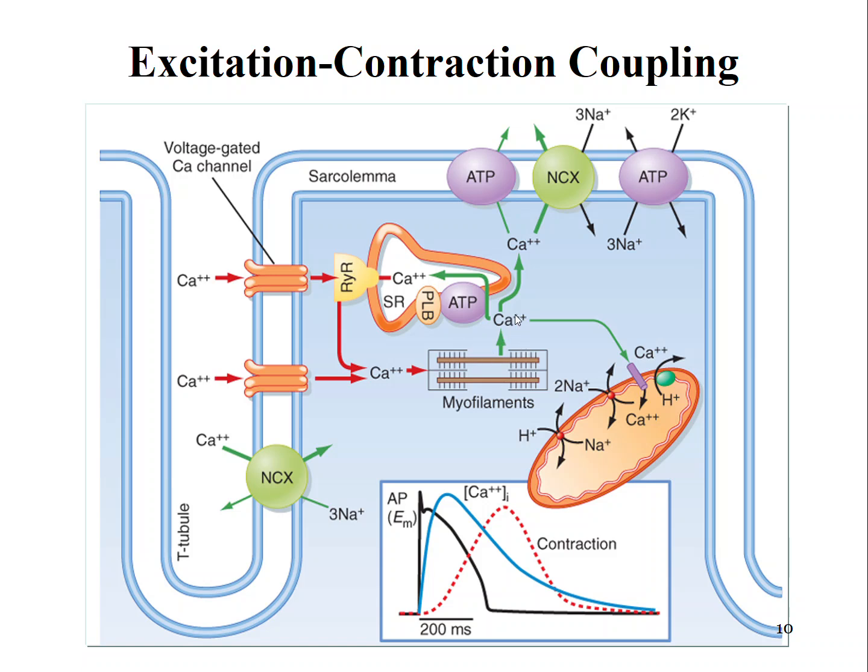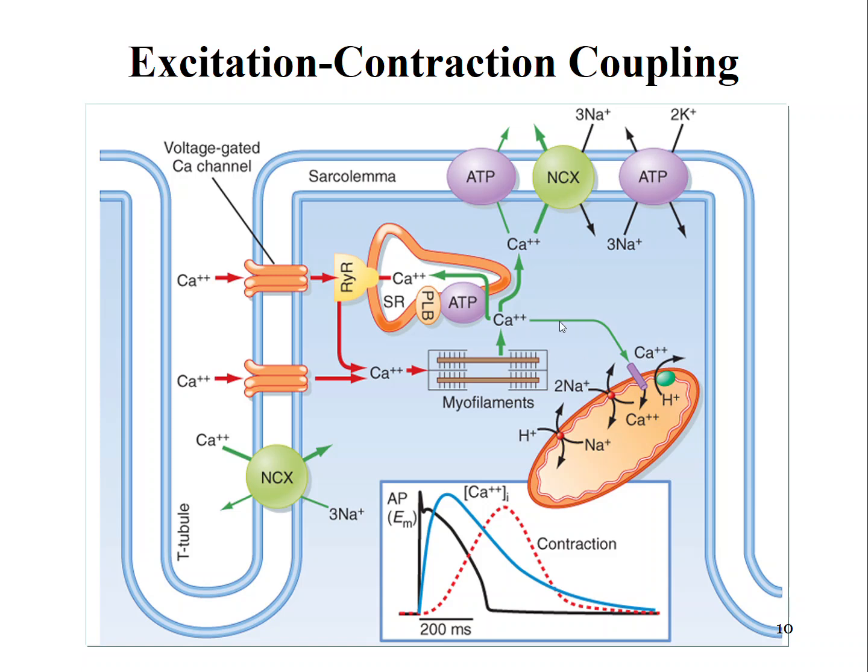Then for relaxation, the calcium has to be pumped out from the cytosol. Most of it is just pumped back into the sarcoplasmic reticulum by a specialized calcium pump, or calcium ATPase, and some of it will be pumped out from the cells through this sodium calcium exchanger, which works as an antiport. 3 sodium come into the cells, and 1 calcium will go out, using the gradient maintained by ATP hydrolyzed by the sodium potassium ATPase. So this is an example of secondary active transport.